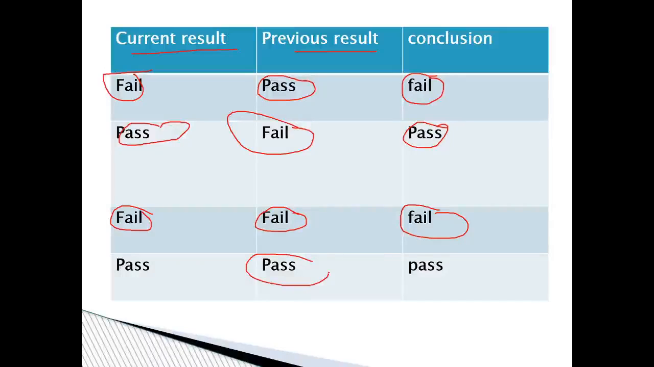Now if the previous result was pass and after making changes it is also pass, then that functionality is passed, it is working properly. So in today's topic we have studied regression testing, what regression testing is, its types, the steps to carry out regression testing, why regression testing is necessary and so on.